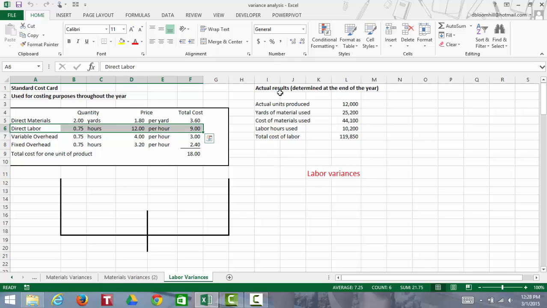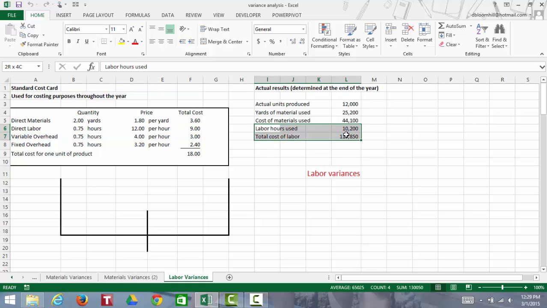Now, at the end of the year, we're going to take a look at our actual results, and we see that we have used 10,200 labor hours, and the total cost of our labor is $119,850. So let's go back to the variance model that we used before.